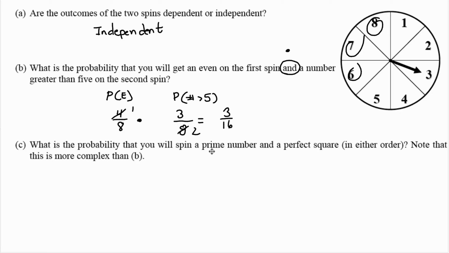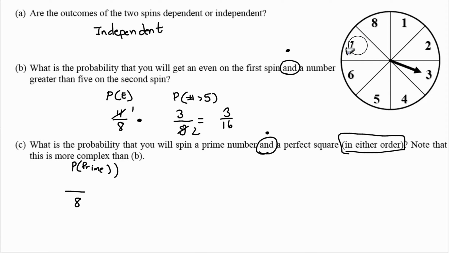What's the probability you will spin a prime number and a perfect square in either order? Oh, and either order. Okay. 8 chances. The probability that it's prime. When I come over here and count up prime, we've got 1, 2, 3, 4 prime numbers.